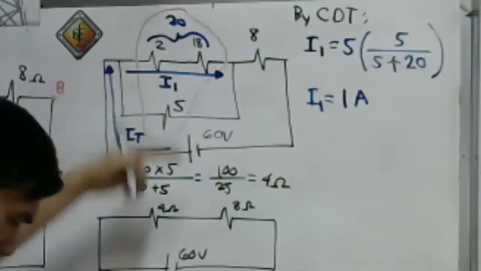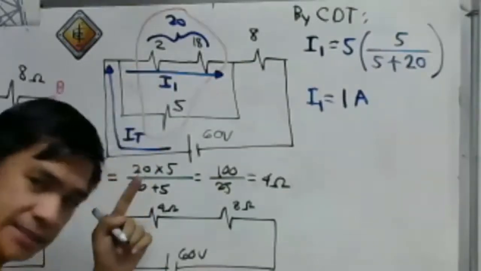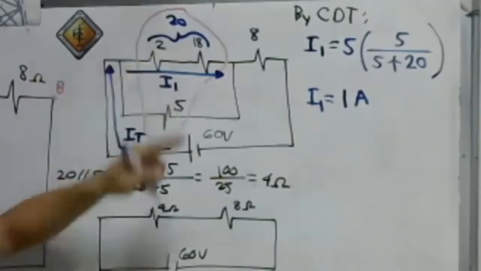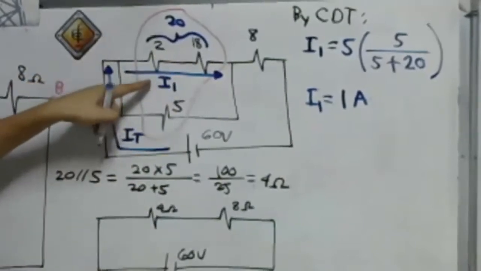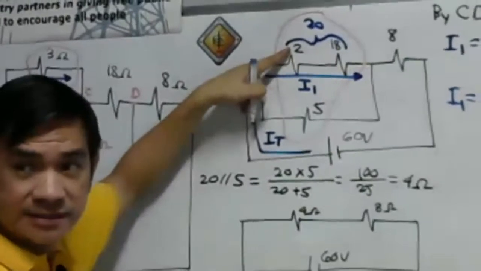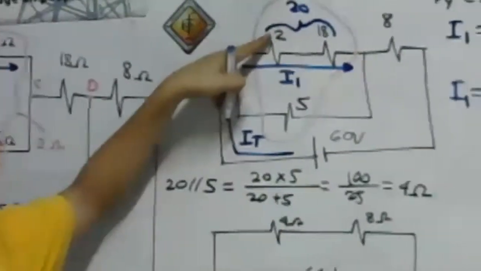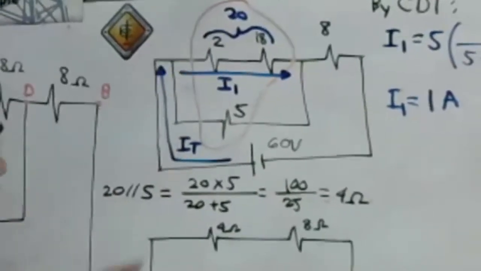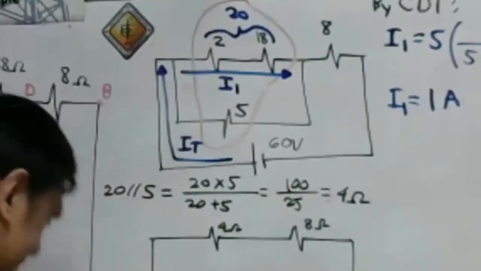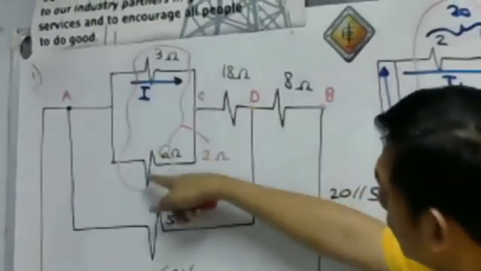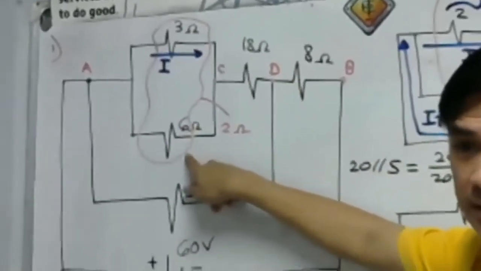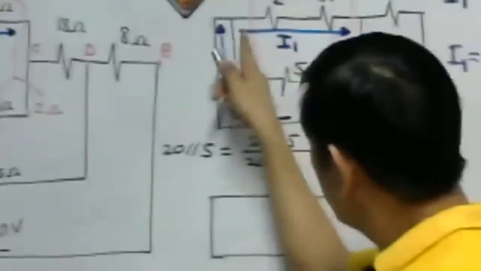Where is this I sub 1 on the original given circuit? On the given circuit, this is our I sub 1. Take a look here. The I sub 1 is the current flowing in the 2 ohm resistance. And the 2 ohm resistance is the parallel combination of 3 and 6 ohm. Right? So, we have here I sub 1.